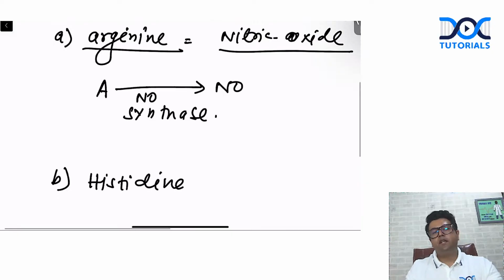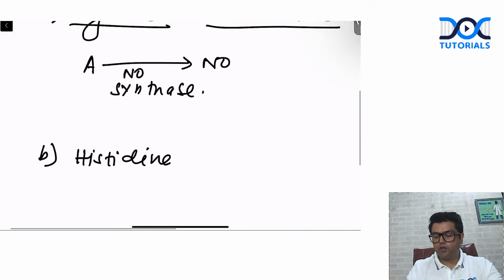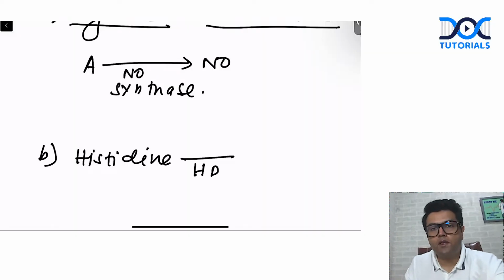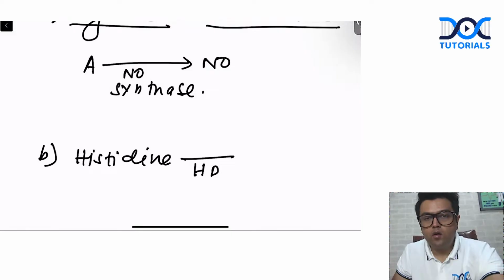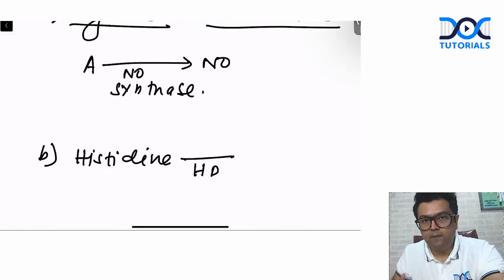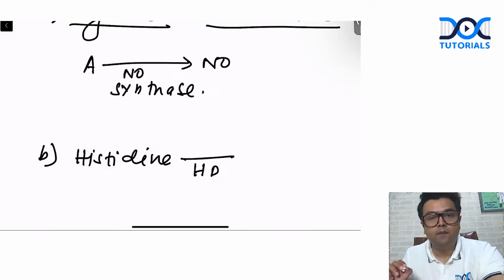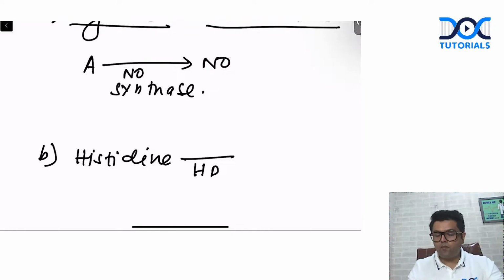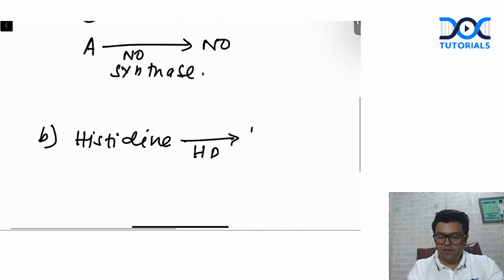Now, apart from arginine, we should know histidine. Histidine decarboxylase, that's the name of the enzyme. Remember, all the decarboxylases are vitamin B6 dependent, and all the carboxylases are biotin dependent. Carboxylase, biotin. Decarboxylase, B6. Fine. So this makes histamine.